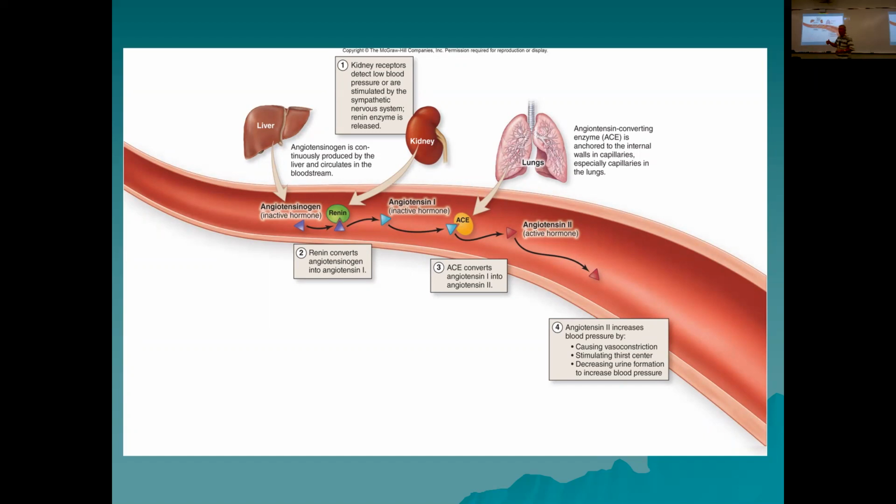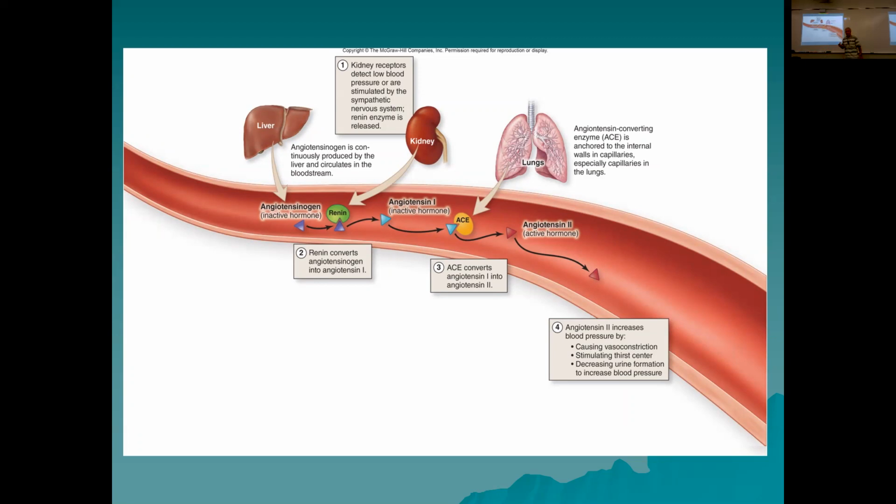But what happens to angiotensin 1 is it eventually makes its way into the lungs, and a second enzyme called ACE, angiotensin converting enzyme, converts angiotensin 1 into angiotensin 2. And angiotensin 2, the strong increaser of blood pressure, works in three ways: causing vasoconstriction throughout your entire body, stimulating the thirst center.